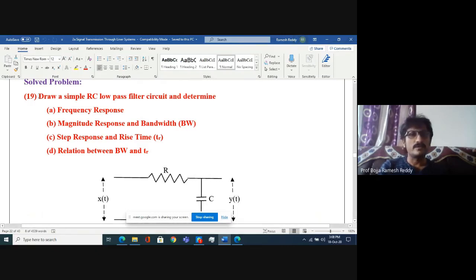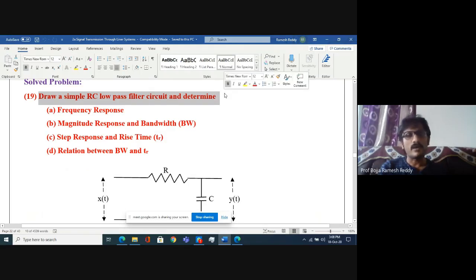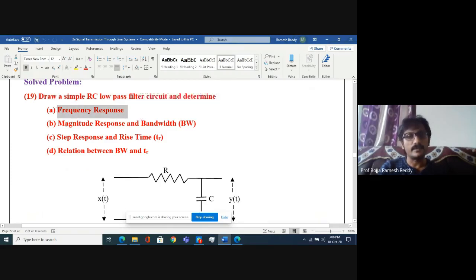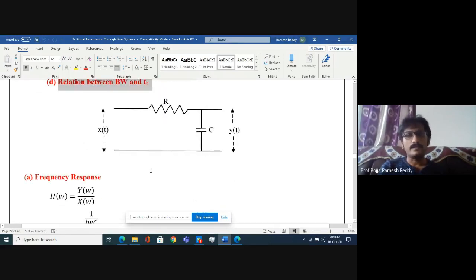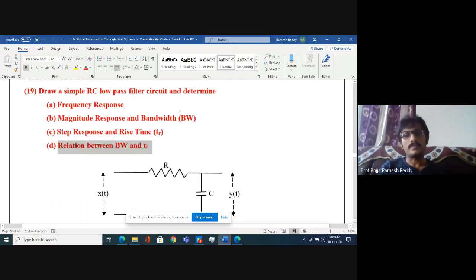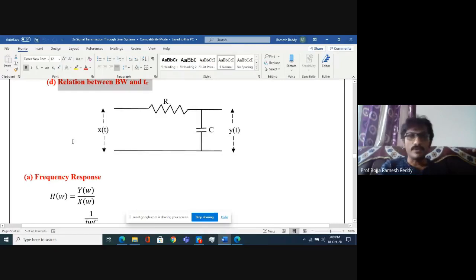Okay, here it is most widely used circuit in our electronics, called as RC low pass filter. RC low pass filter, they're asking four different things like frequency response. One is frequency response, another one is magnitude response and bandwidth, then step response and rise time, then relation between bandwidth and rise time. These are the four different questions they're asking. Okay, see, it is a RC low pass filter. You know, if you interchange R and C value, you may get RC high pass filter. RC high pass filter. How it acts as a low pass filter?